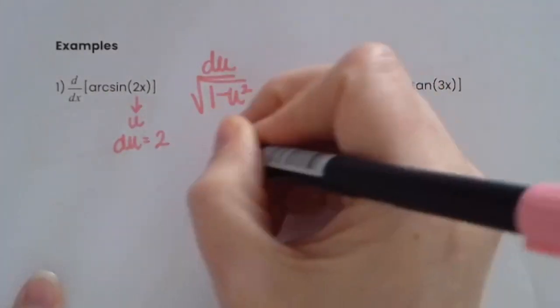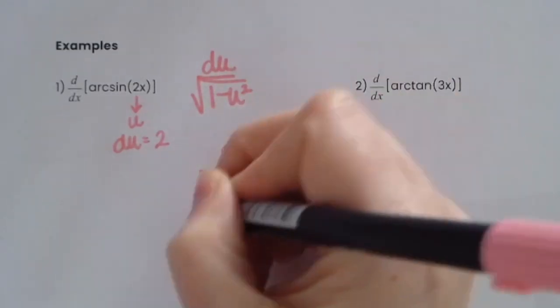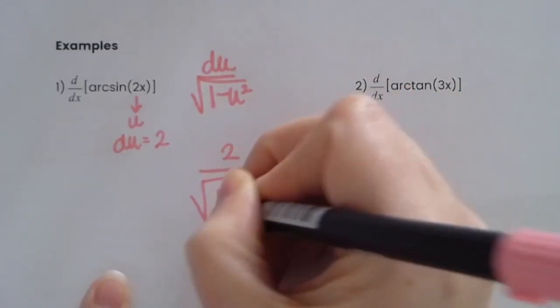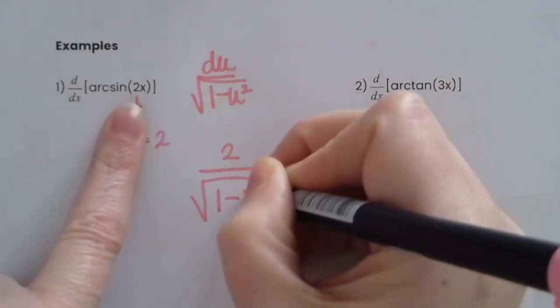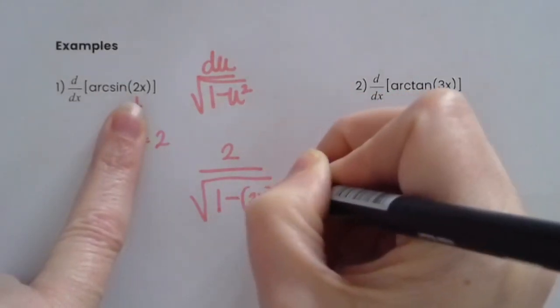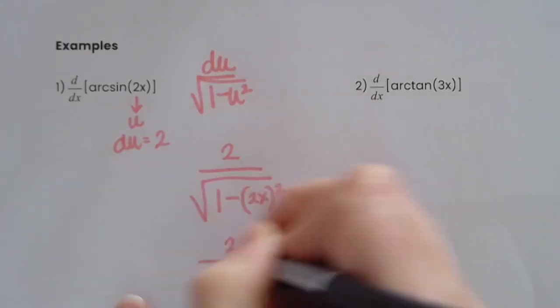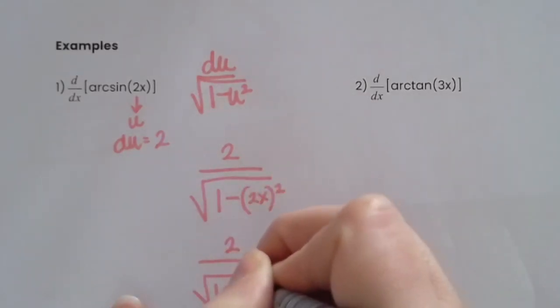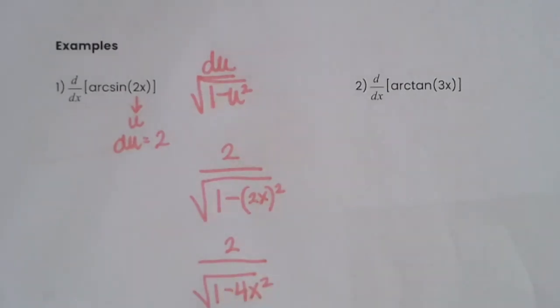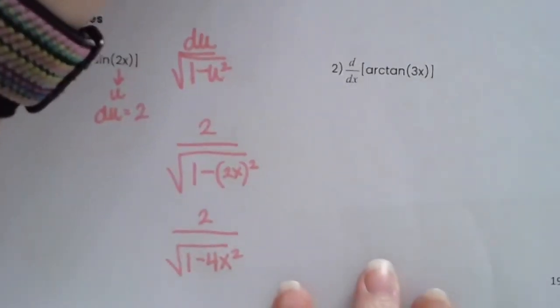So 2 over the square root of 1 minus u, which is 2x squared. I can leave it like that, or I can simplify as square root of 1 minus 4x squared on the bottom like that. And that's simply just following the formula. It's really simple to do. The trickiest part is memorizing these formulas.